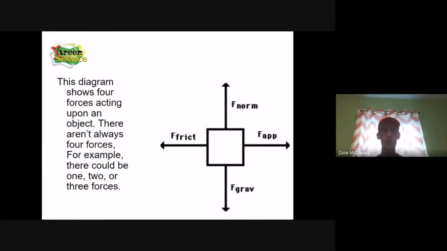This diagram shows 4 forces acting on an object. Notice the object is in the middle, and we have our forces pointing outwards. In this case, if you're looking at it, you may notice also that those forces are equal and opposite to the force that's directly across from it, meaning this object will not be accelerating. It may be moving, it just won't be accelerating.